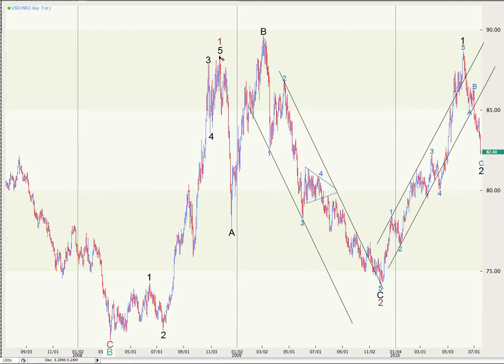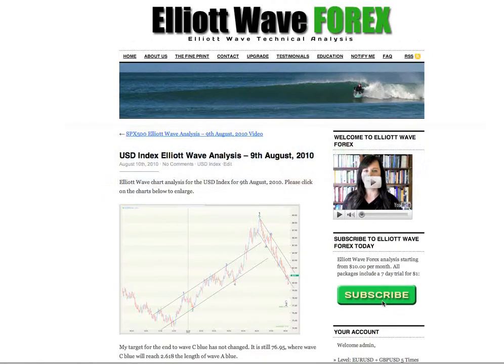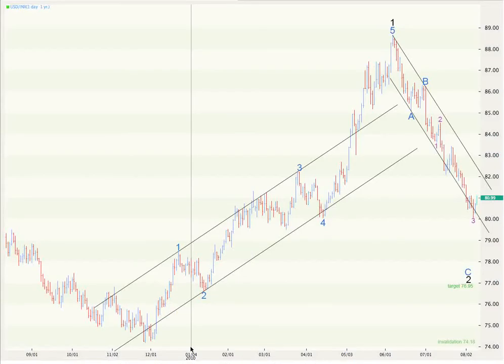Taking you now to a daily chart where this maroon 2 down here is, well, if I had put it, would be right at that point right there. And here's the beginning of our primary third wave with a 5-wave structure up for an intermediate wave 1 and an ABC zigzag down working on for an intermediate wave 2. I still have this target to the downside, 76.95, where wave C blue within this zigzag will reach 2.618 the length of A blue.